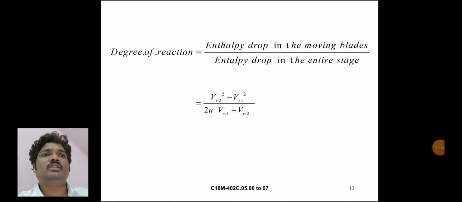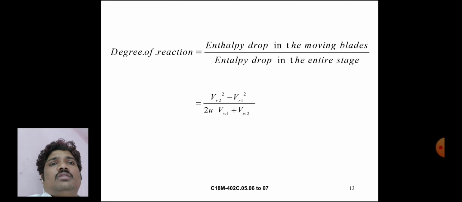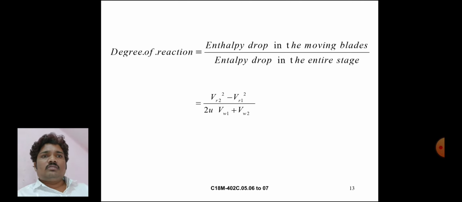Degree of reaction equals enthalpy drop in the moving blades over enthalpy drop in the entire stage, which is (VR2 square minus VR1 square) over 2U (Vw1 plus Vw2). In this equation, VR2 is the steam outlet relative velocity, VR1 is the steam inlet relative velocity, U is the blade velocity, Vw1 is the steam inlet whirl velocity, Vw2 is the steam outlet whirl velocity.